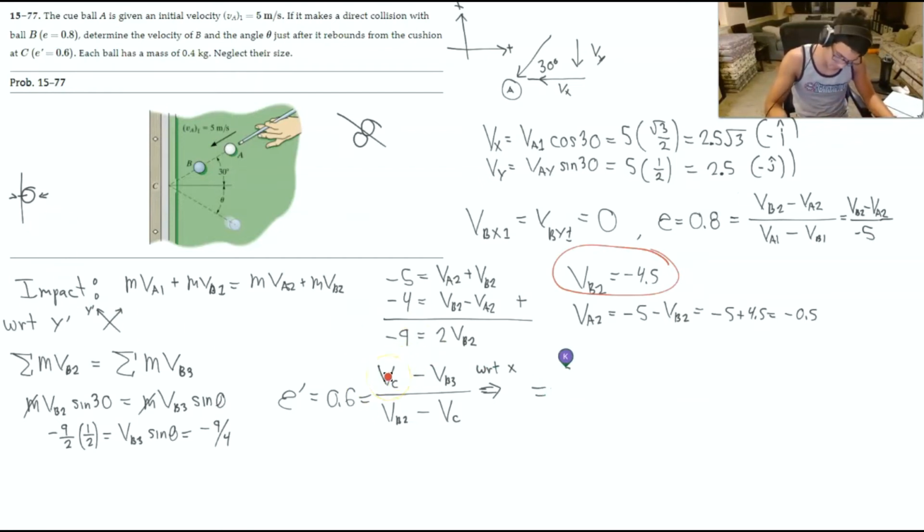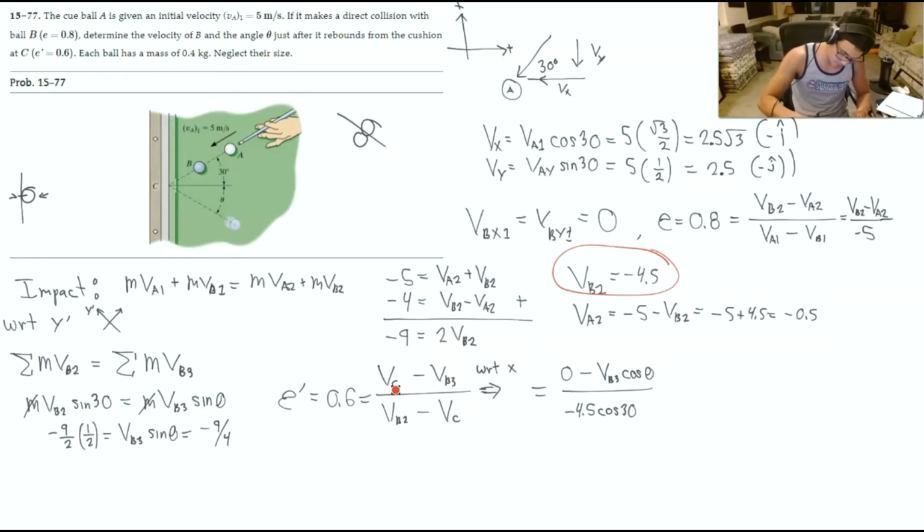it's going to be, by the way, VC we know is 0. Right, the wall doesn't move. Okay, and then VB3, it's going to be scalar velocity times cosine theta, then divided by VB2, which is going to be negative 4.5 cosine theta. And it's cosine theta. For that theta, it's going to be cosine 30.